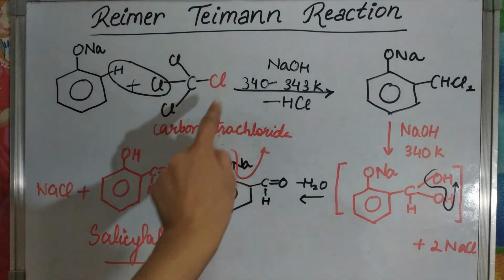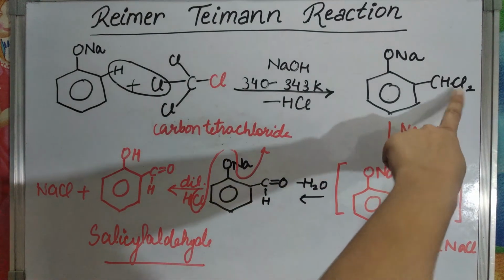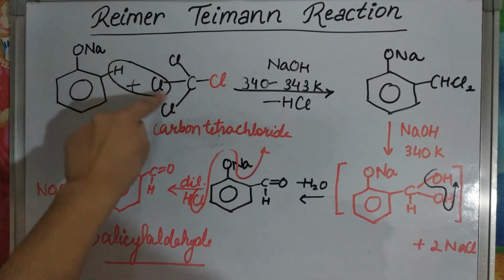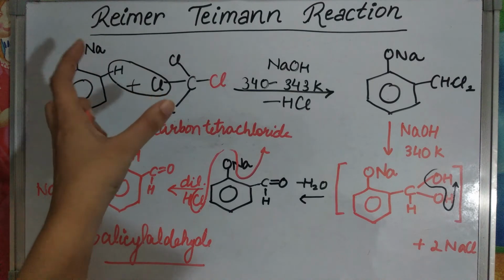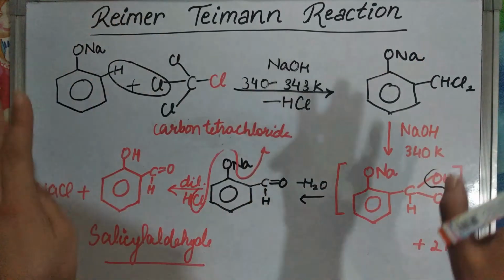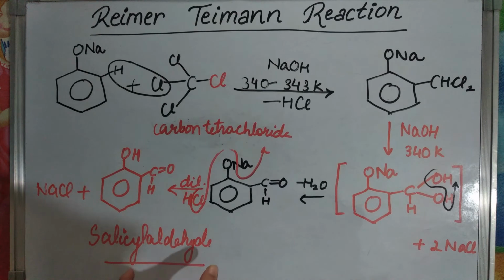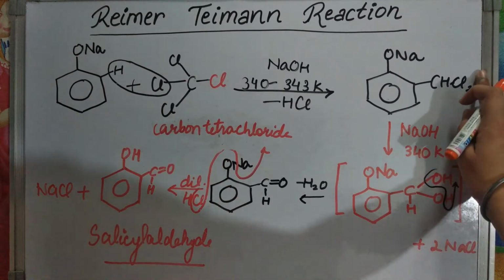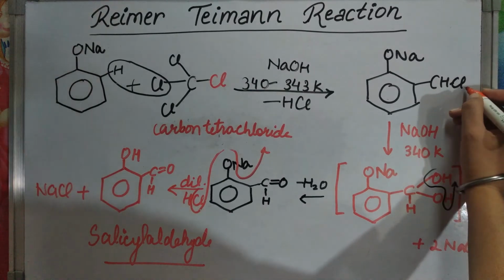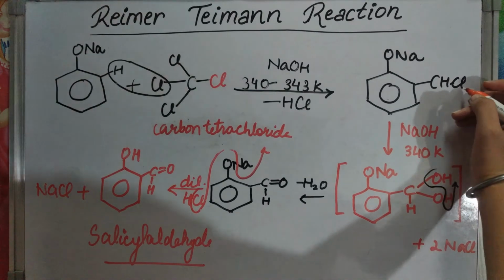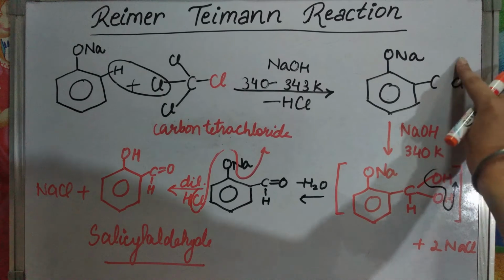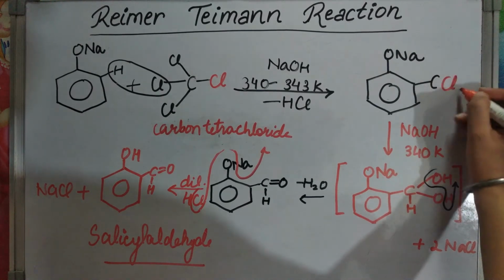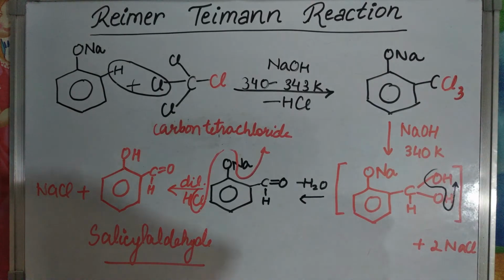Now here we have 4 chlorines. We have removed one chlorine from here, as we have done in the first reaction. The procedure of the whole reaction for salicylic acid is same as that of salicylaldehyde, right? The only difference is of carbon tetrachloride. So here we have added one chlorine, so it will become CCl3. We have removed one hydrogen also, so it will become CCl3 in place of CHCl2, right?